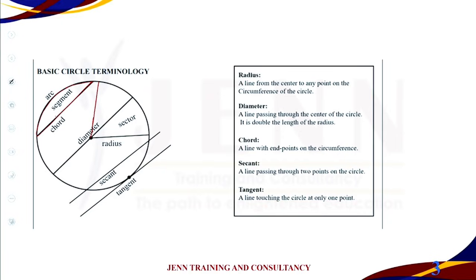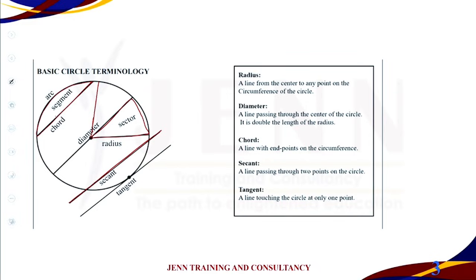And now, this part of our circle, we call it a sector. That slice of pizza, we normally call it a sector. And then a line that passes through 2 points on a circle, this line, we call it a what? We call that line a secant. And then lastly, but not the least, a tangent. A tangent is defined as a line touching the circle at only 1 point. So a line that touches the circle only at 1 point, we call that line a tangent.